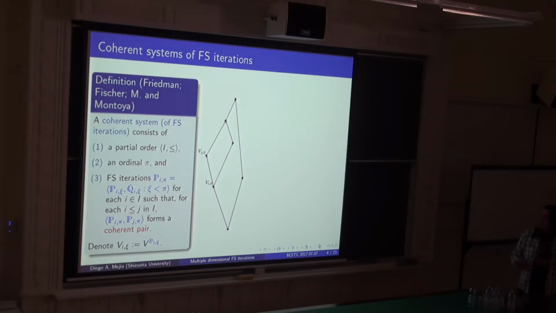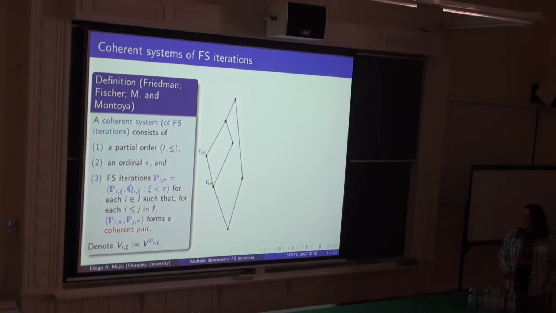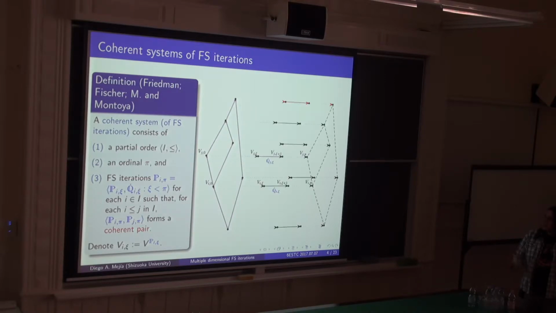So, what is a coherent system? We start with a partial order. Essentially the partial order will index a system of posets that will give you a basis of generic extensions. And once you have this basis of generic extensions, then from each one of the models you construct parallel finite support iterations.